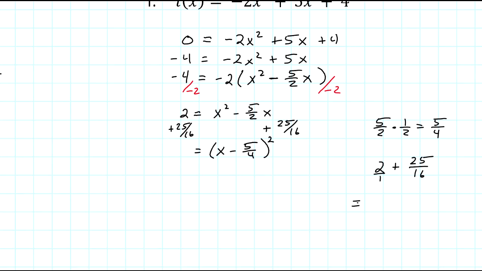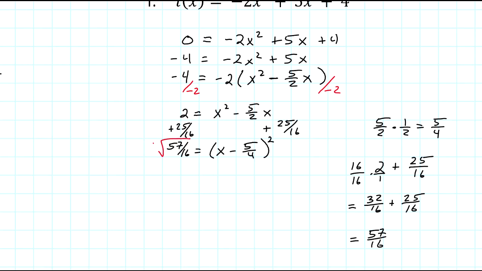This is a 2/1, so I'll multiply top and bottom by 16 to get 32/16 plus 25/16 equals 57/16. So we can put that back into the problem. 57/16 equals x minus 5/4 quantity squared.